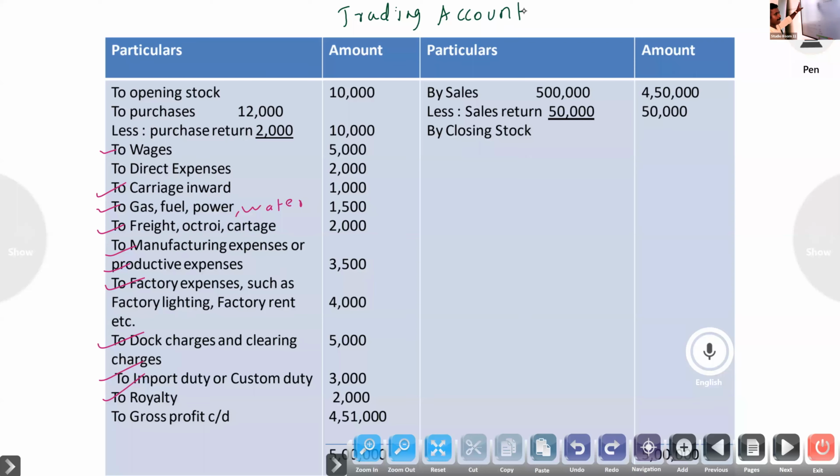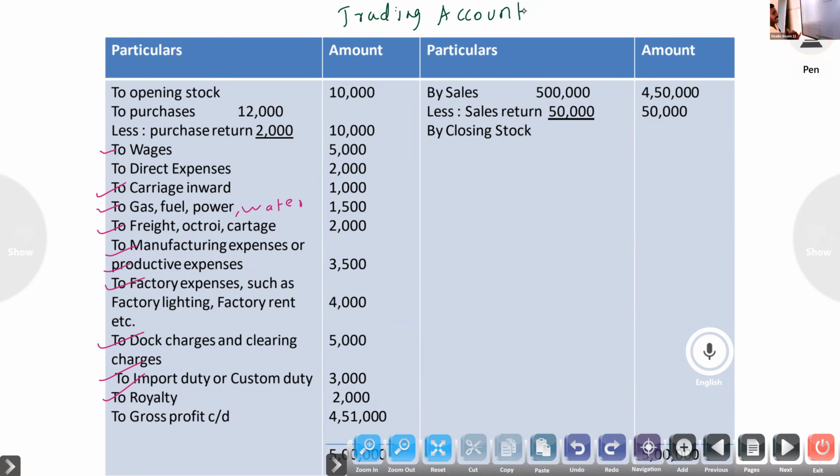Opening stock, purchase minus purchase return, and direct expenses. So you have to study the direct expenses: opening stock, purchase minus purchase return, and all direct expenses. Mainly wages, carriage inward, power, fuel, water, cartage, freight inward, factory expenses, all productive expenses, dock charges, import duty, custom duty, royalty.